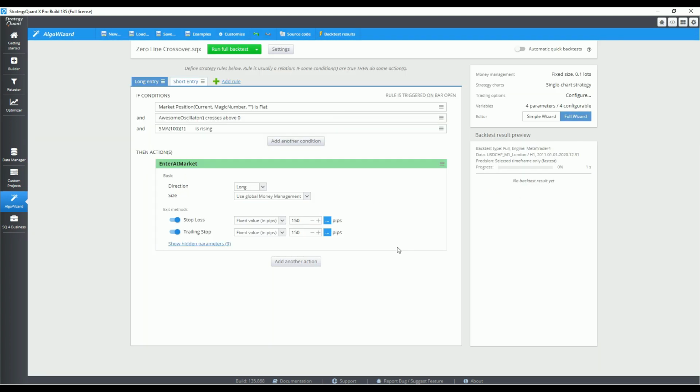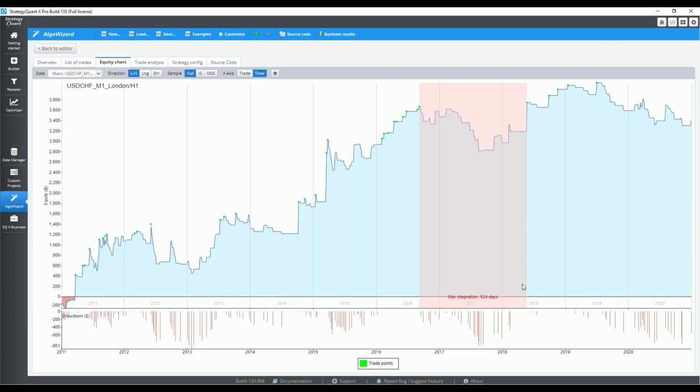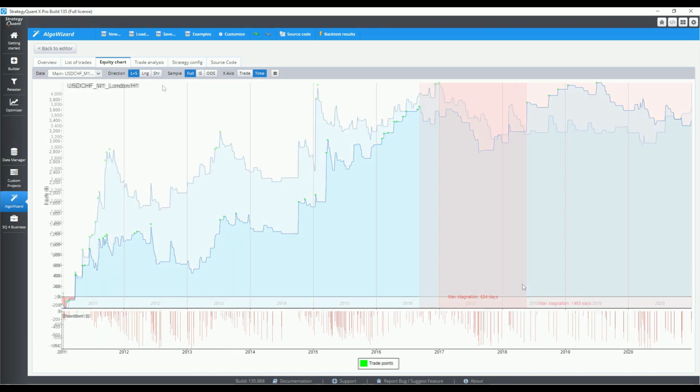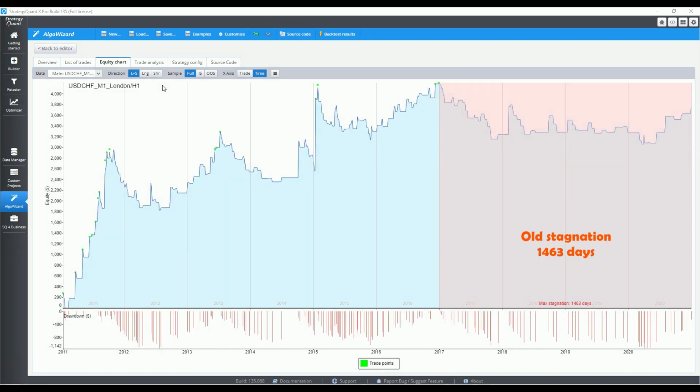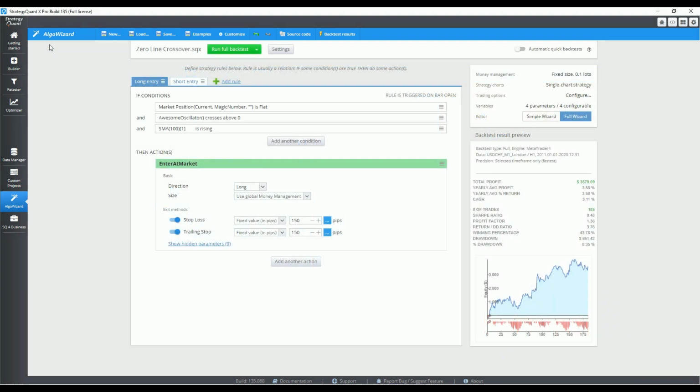Redoing the backtest, results haven't improved dramatically, but consistency is much better. Stagnation has dropped from 1400 to 600 days. So pairing an Awesome Oscillator zero-line crossover with a long-term moving average is enough to make good money. If you found another awesome way to use this oscillator, let me know in the comments.